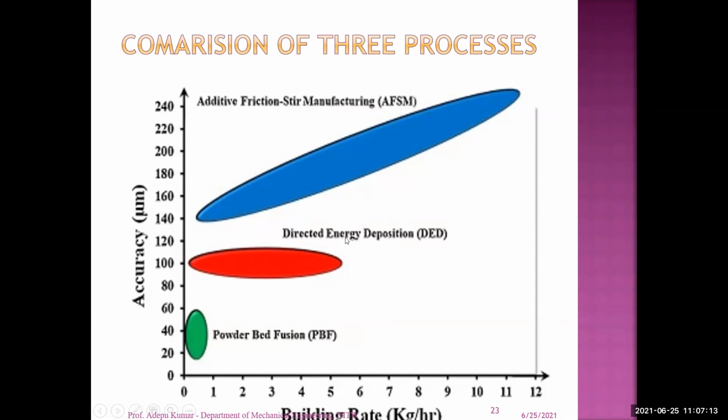But every process has its own advantages and limitations. For miniature components, you can go for the powder-bed fusion process. For large-sized components, you can go for the additive friction stir manufacturing process.